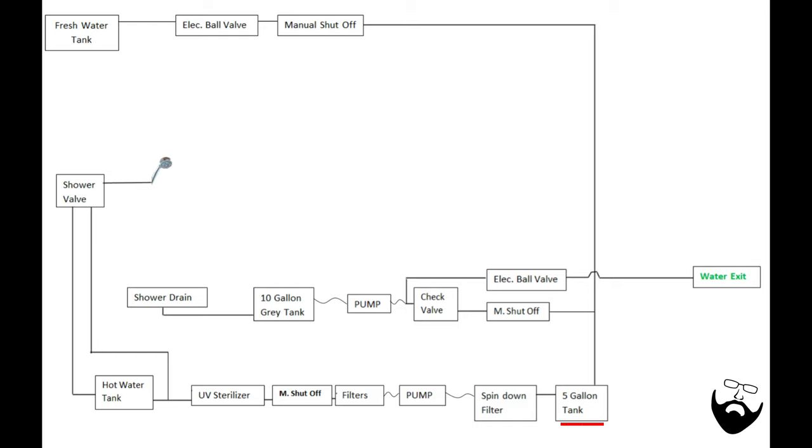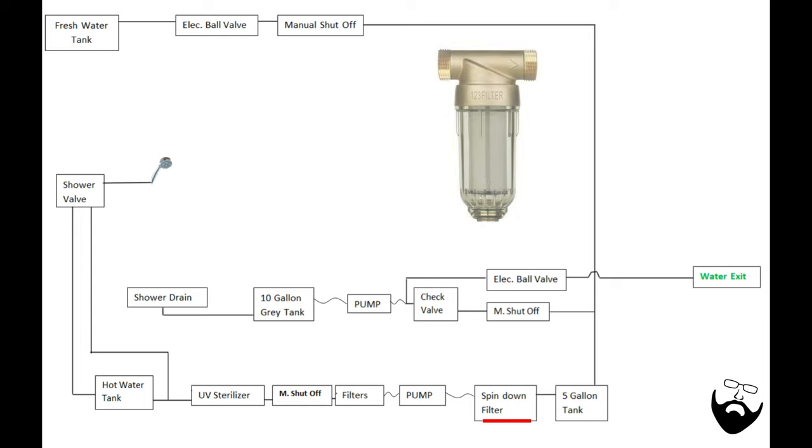The water goes through that tank into a spin-down filter. The spin-down filter I'm using is an iSpring whole house sediment filter. It has both 1-inch male and 3/4-inch female fittings on both sides. That spin-down filter protects the pump from any large debris. I recommend you use a 200 or 500 micron filter at that point. It protects the diaphragm inside the pump.